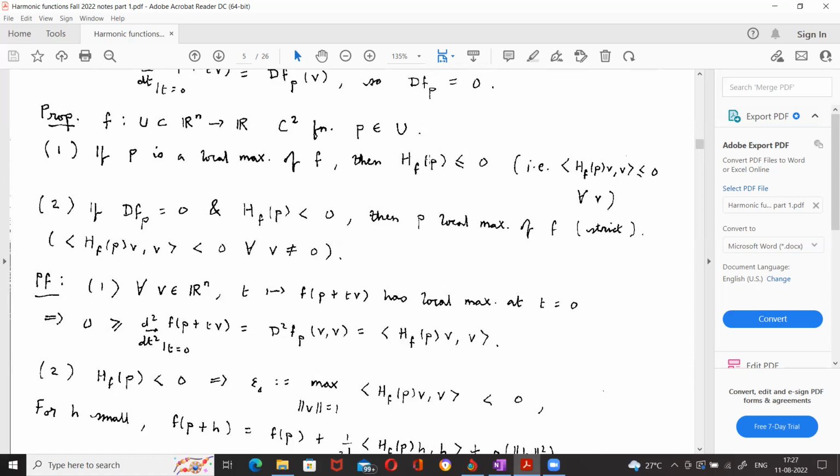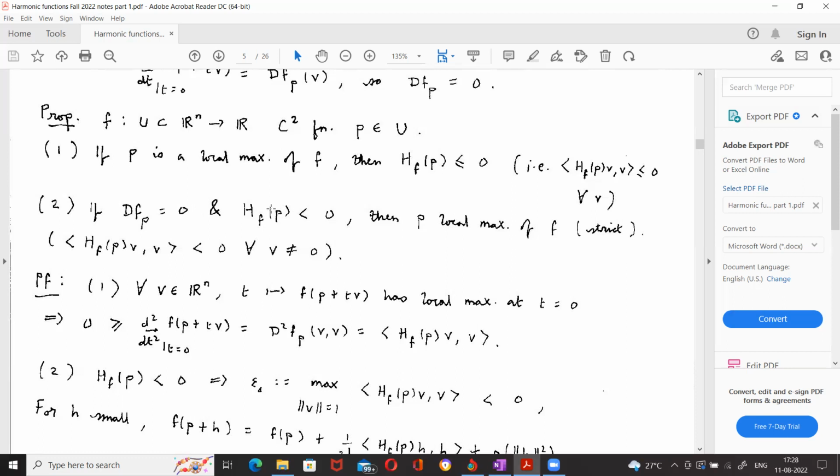Hf at P is a symmetric matrix. Symmetric matrix less than or equal to 0 means the corresponding quadratic form, the inner product of Hf at P v comma v, is less than or equal to 0 for all v. So at a local maximum, the Hessian is negative semi-definite. And we have a partial converse: if P is a point where the first derivative is 0 and the Hessian is strictly negative definite, then P is a local maximum, in fact a strict local maximum.